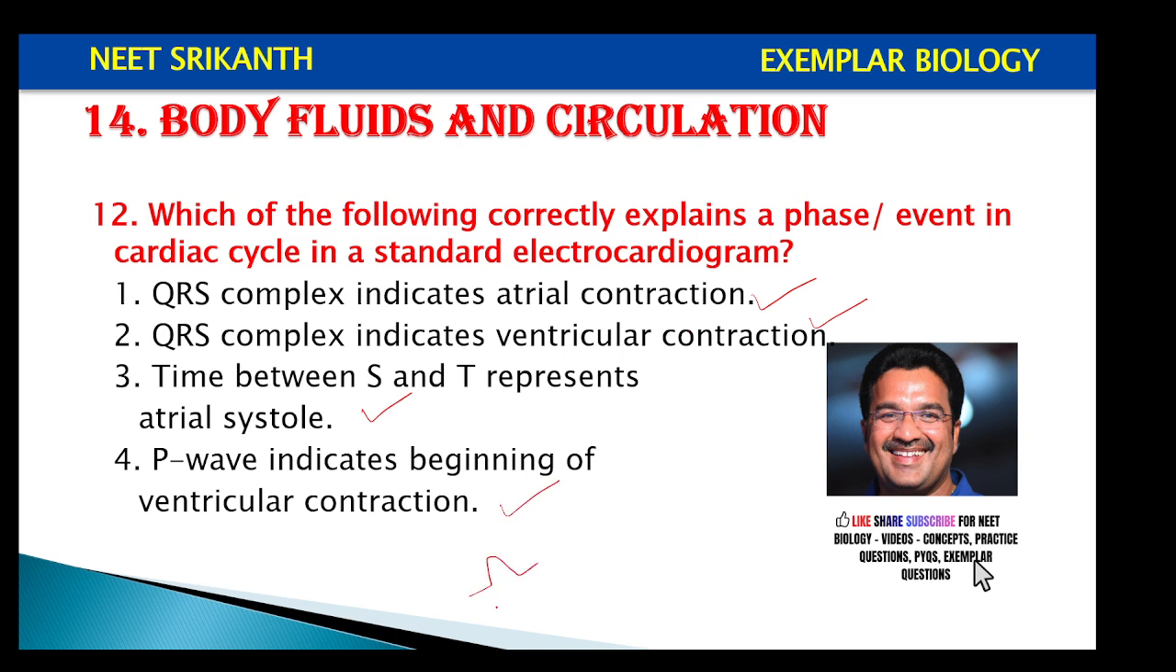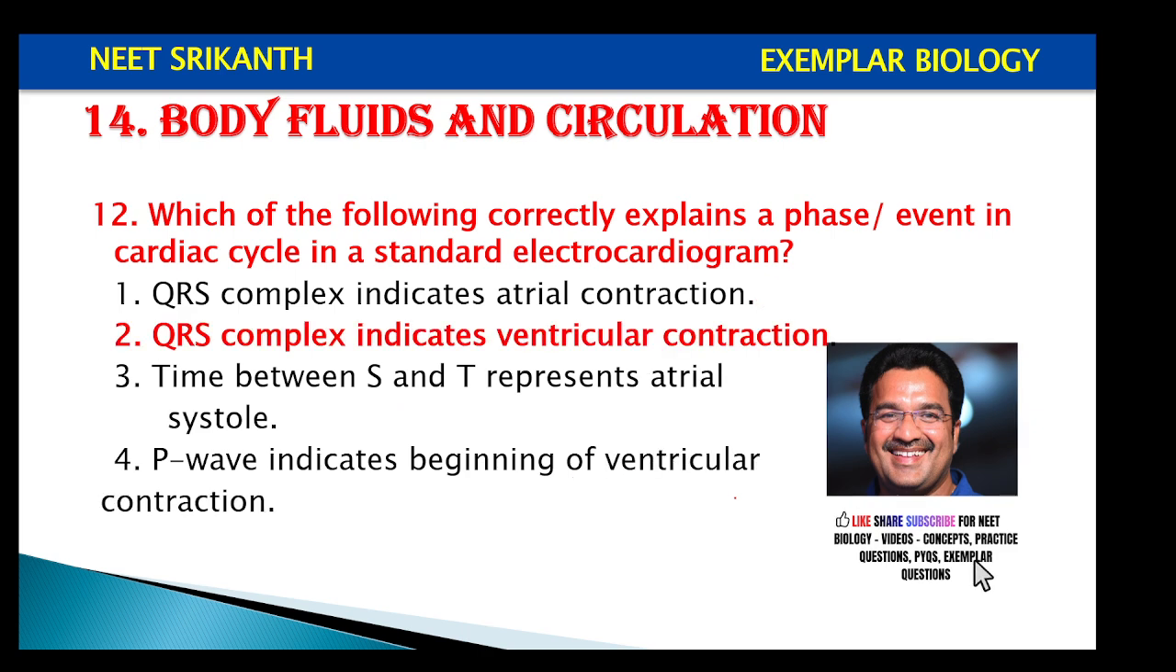As I said to you now, the P wave is for atrial contraction, atrial systole or atrial depolarization we can say, and the QRS complex is for ventricular contraction or ventricular depolarization, and the T wave is for ventricular relaxation or repolarization we can say. So what is our answer here then? QRS complex indicates the ventricular contraction.